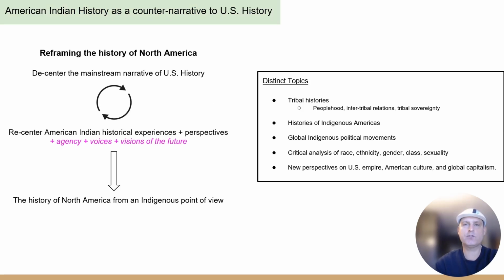So to wind this to an end, I want to present an alternative framework for you to think about what we're doing here in this class. What we're doing is reframing the history of North America. We want to decenter the mainstream narrative of U.S. history, and we want to recenter American Indian historical experiences and perspectives. Now, this gives added emphasis to the agency, the voices, and the visions of the future that American Indian peoples had in the time period we'll be discussing here, which is the modern era, 1890 to the end of the 20th century. So again, we can reimagine this in a more critical way.